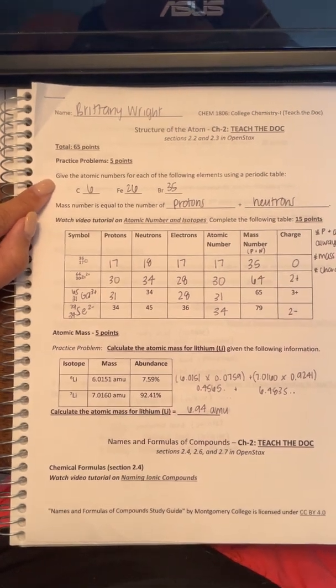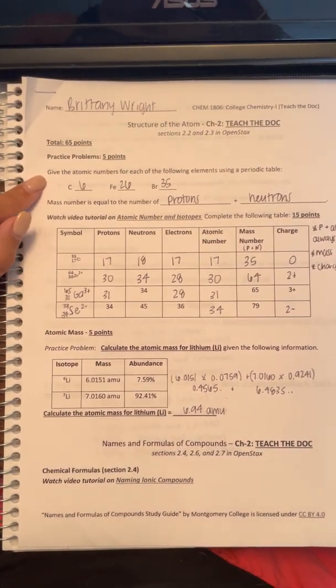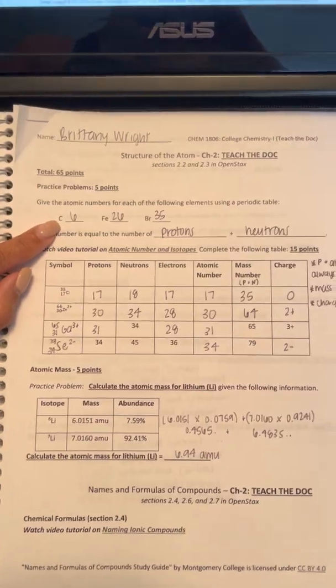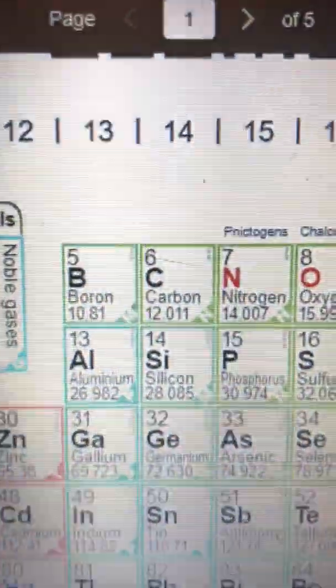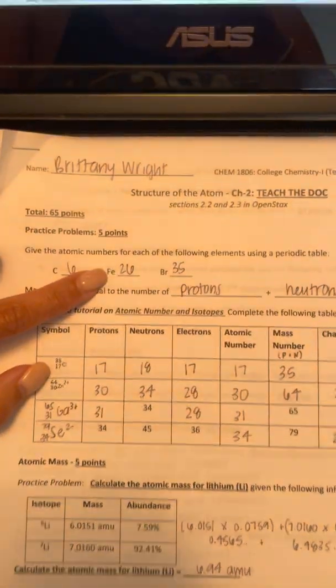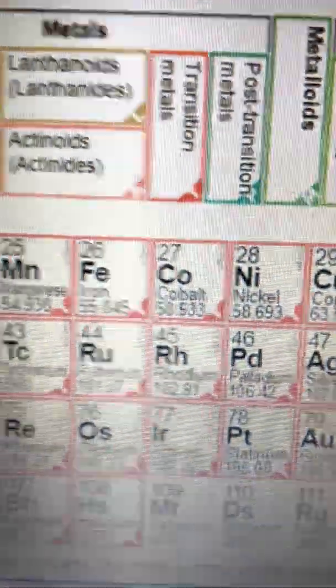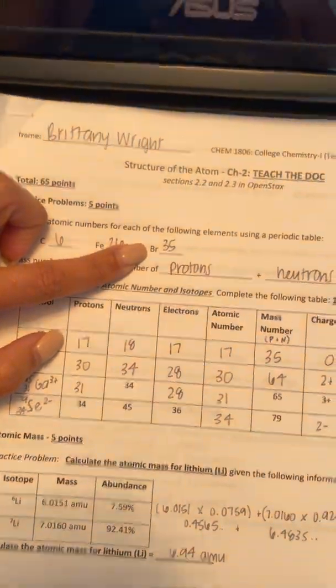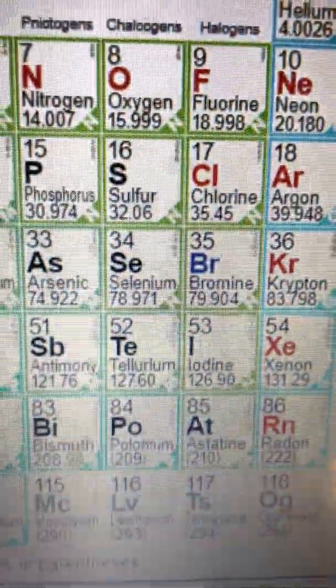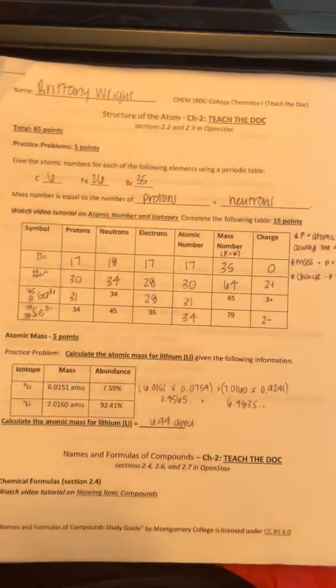For problem 1, give the atomic numbers for each of the following elements using a periodic table. C is carbon, that is atomic number 6. Iron is 26, as you can see here. And then for Br, that's bromine, and that is number 35 on the periodic table.